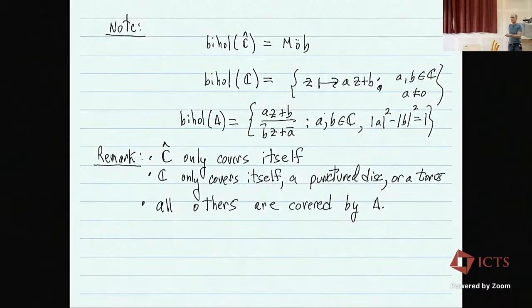If we want to study the Riemann surfaces, the Riemann sphere is out because it only covers itself. If you took any subgroup of the biholomorphic mappings of the Riemann sphere, they're Mobius transformations, and any Mobius transformation has a fixed point in here. So there's no way this could cover anything else but itself. And then the complex plane only covers itself, a punctured disk, or a torus. That means that all others are covered by the unit disk. So the unit disk is prominent in this discussion.